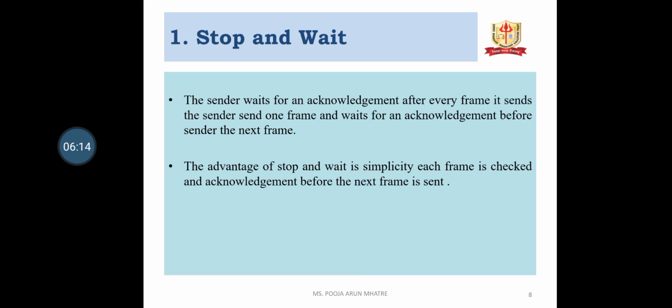In the stop and wait mechanism, the sender sends a packet or message to the receiver. When the sender sends one frame to the receiver, it waits for the acknowledgement. When it receives the acknowledgement for that frame, it then sends the next packet to the receiver. The advantage of stop and wait is simplicity, and each frame is checked and acknowledged before the next frame is sent.